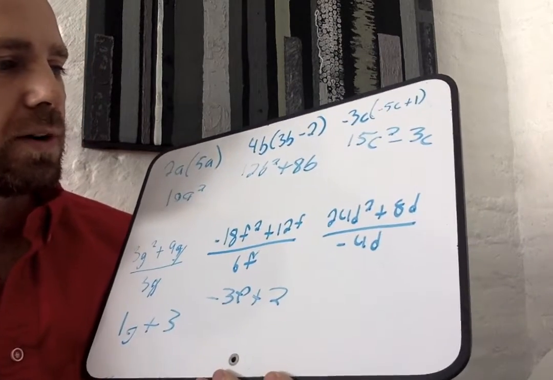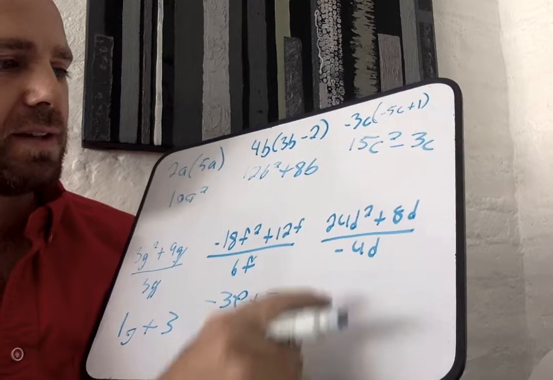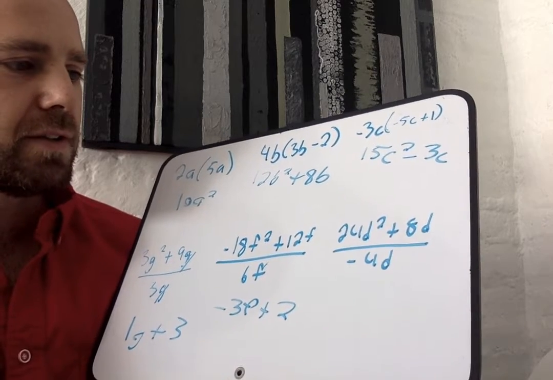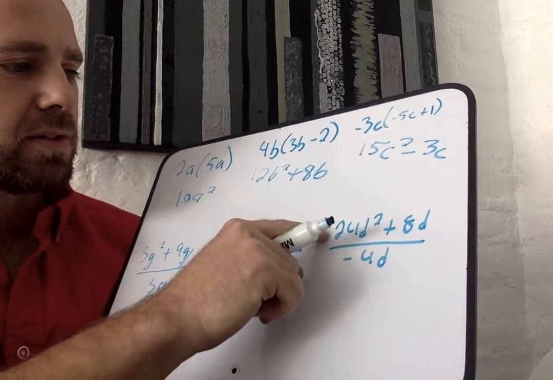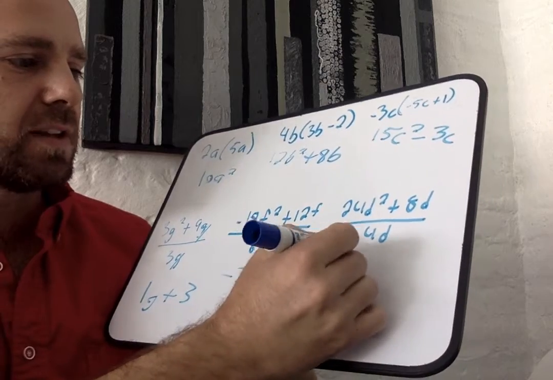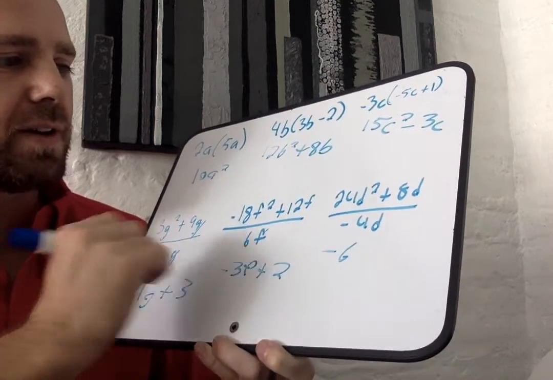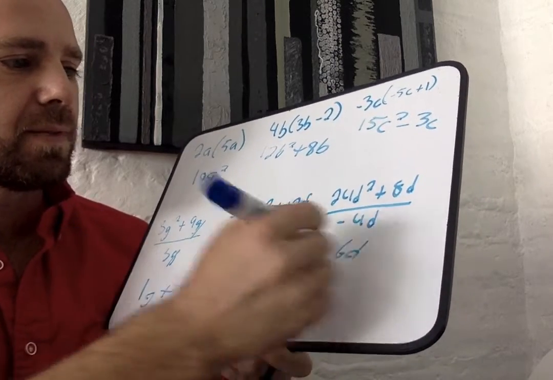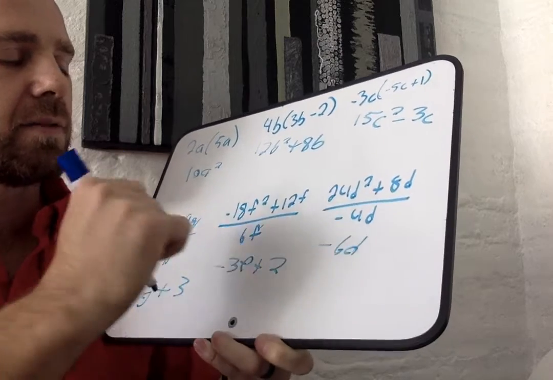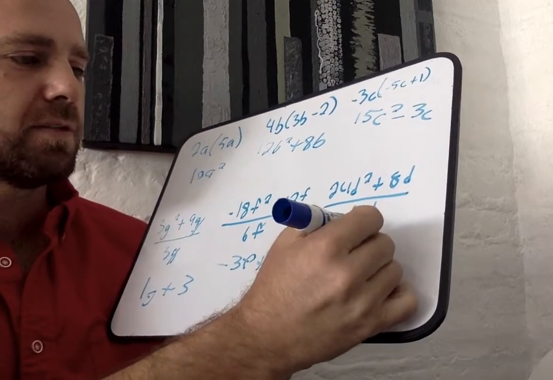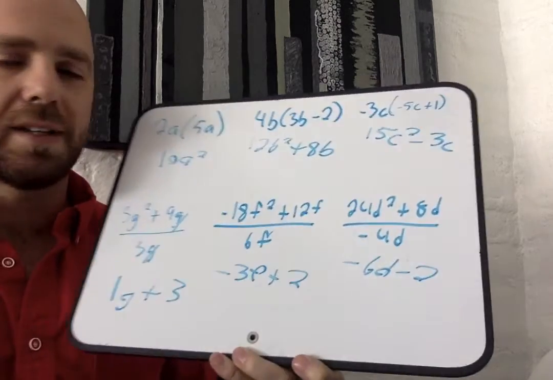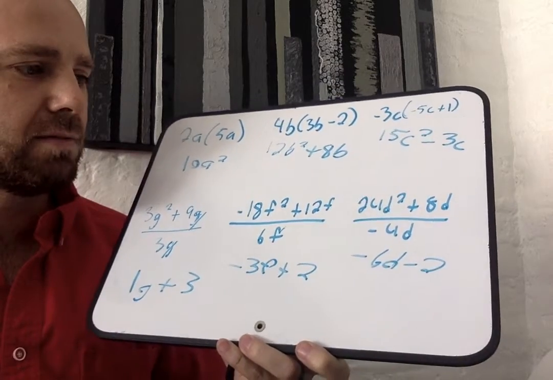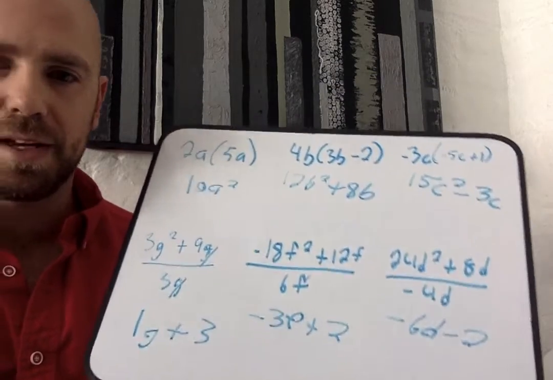Here we have 24d squared plus 8d, divided by negative 4d. So 24 divided by negative 4 is going to give me negative 6. d squared divided by d is going to leave me with d. 8 divided by negative 4 is going to give me negative 2. d divided by d is nothing, so that gets rid of that.